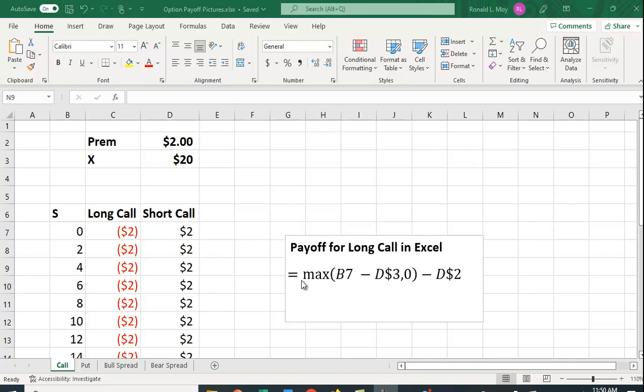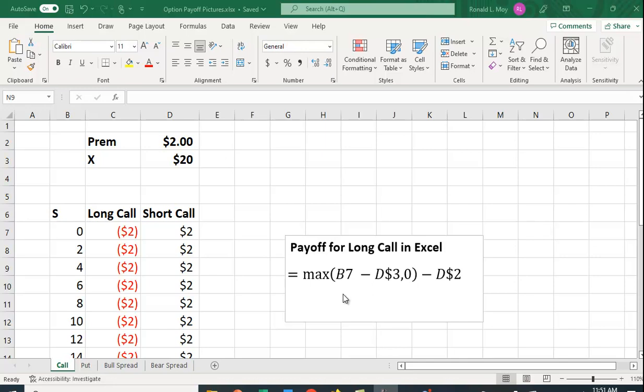Now, in Excel, there's a function called max, and here I'm going to put in the equal sign, max B7, which is the price of the stock, minus $3, which is the exercise price. I put the $ in, so when I copy the formula down, it's going to stay at D3, or 0. So if the stock price is bigger than the exercise price, then the call option is in the money and it takes on this value.